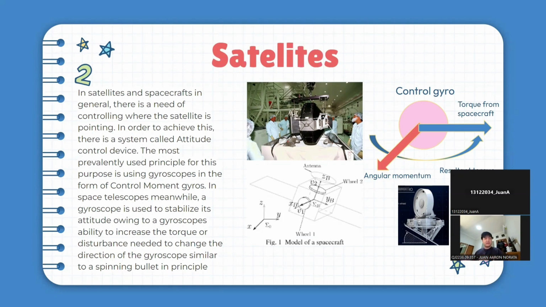In space telescopes, meanwhile, a gyroscope can be used to stabilize its attitude owing to a gyroscope's ability to increase the torque or disturbance needed to change the direction of a gyroscope, similar to a spinning bullet in principle.